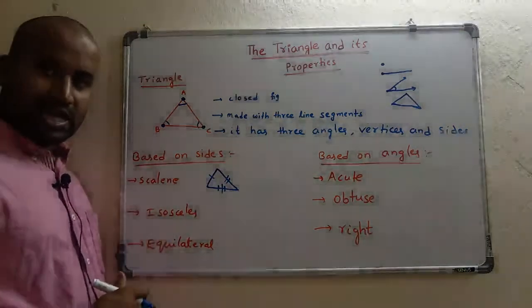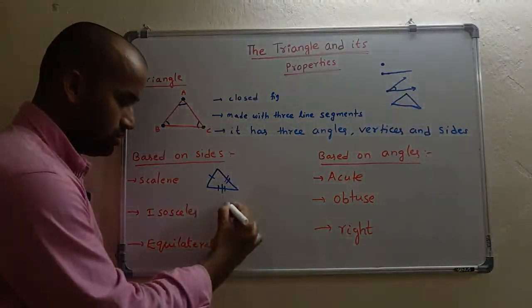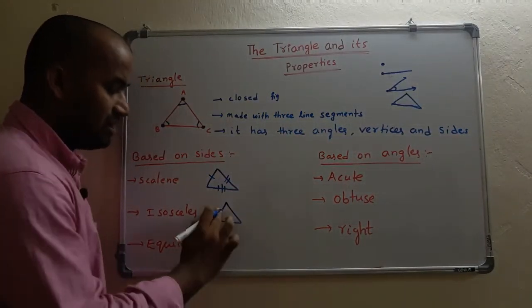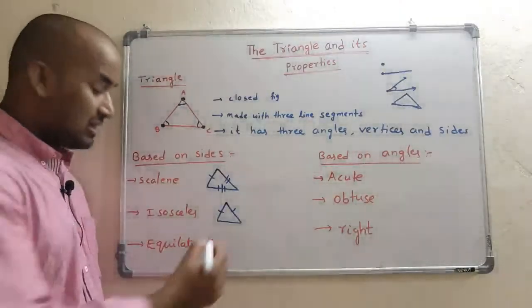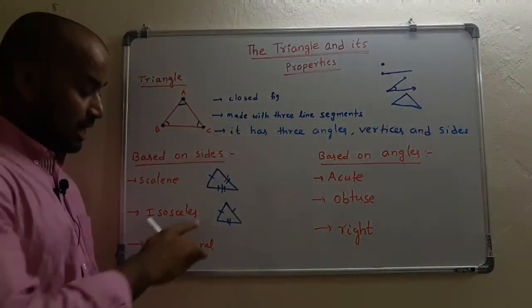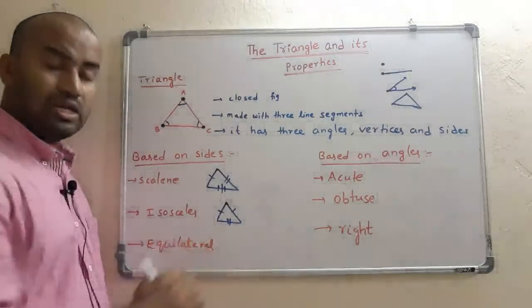What is meant by isosceles triangle? Two sides will be equal. We will call these two sides legs. These two sides are equal. The third side will not be equal. I am representing these two sides with one line, means these two sides are equal. This side is not equal.